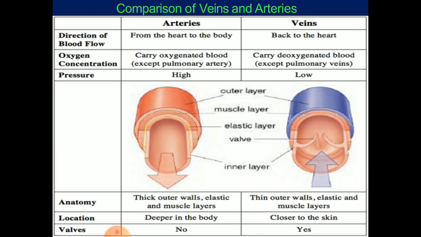And if we talk about the anatomy, there are thicker outer walls, elastic and muscle fibers in the artery. And in case of veins, the outer walls are very thin, with thin elastic and muscle layers. Then if we talk about the location, the arteries are deeply situated in our body, whereas the veins are also very deep, but there are some superficial veins closer to the skin. And valves are absent in the arteries and they are present in the veins.